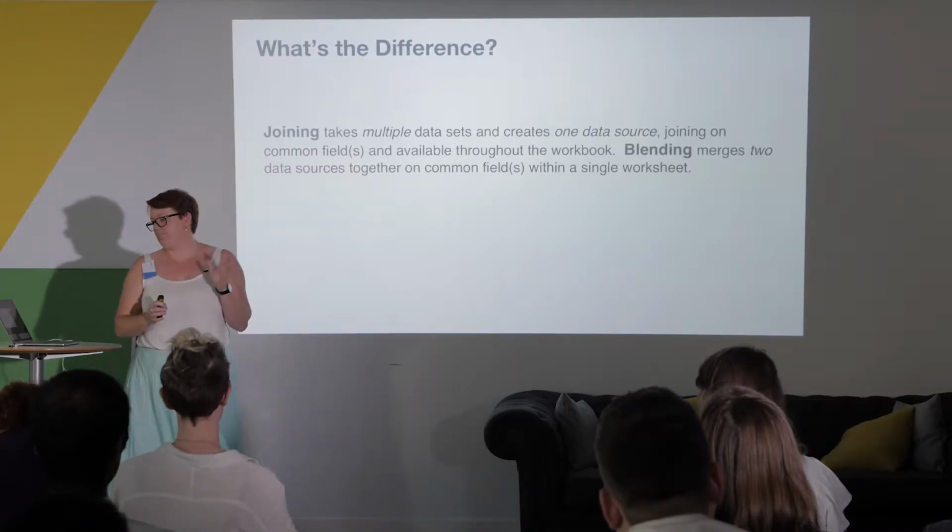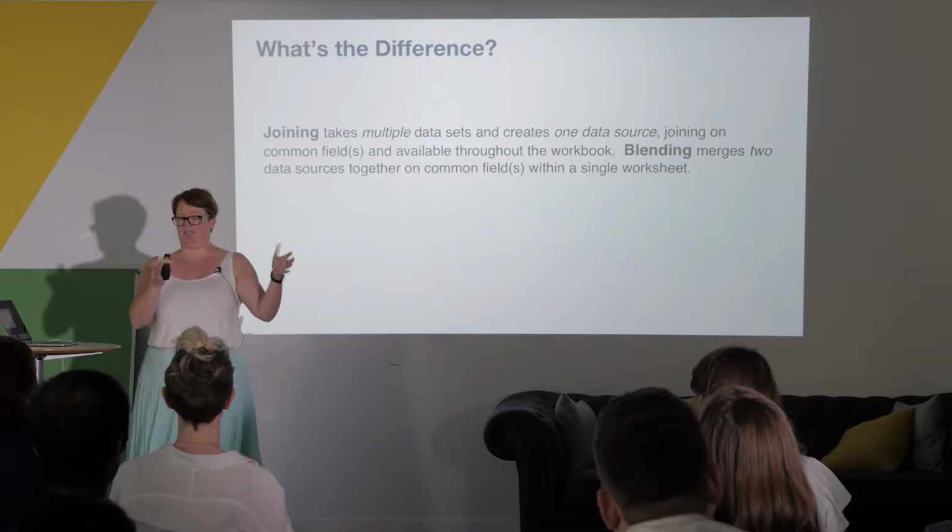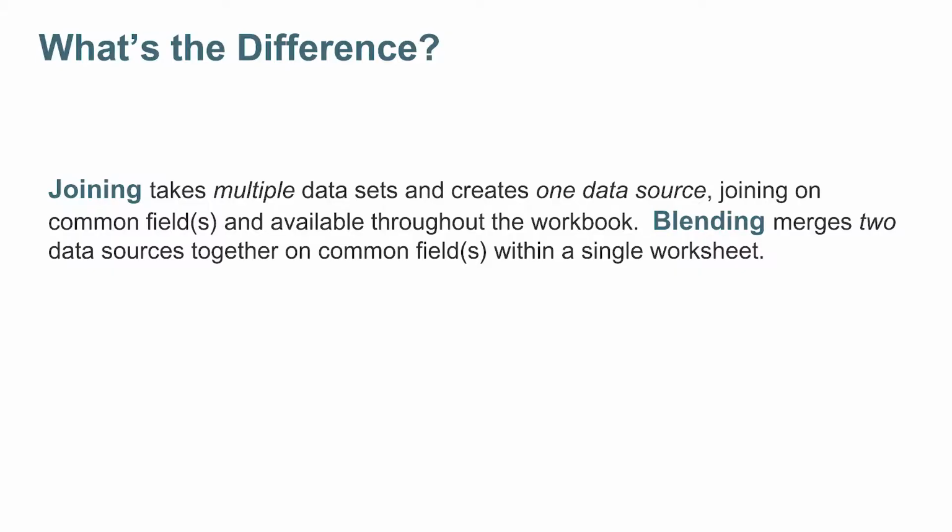So just a quick definition. Joining takes multiple data sets from wherever it lives in your environment and joins on common fields amongst those data sets. It's then available to all of your worksheets within your workbook. Blending merges two existing data sources together into one worksheet, which is only available in that one worksheet within that workbook.